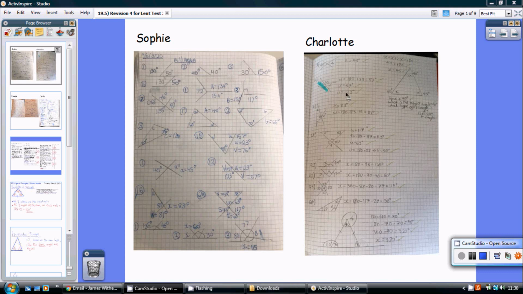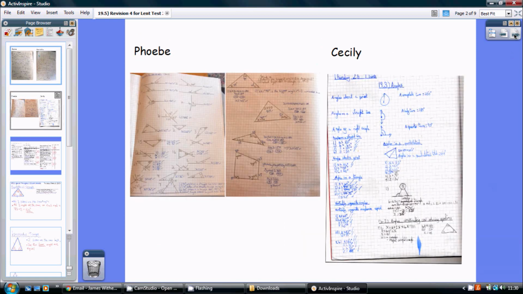So just to start with, I want to show you a few nice bits of work that have been sent in. Here's a lovely couple of bits on the angles that were done by Sophie and Charlotte. All very neat, all nicely ticked, so that was great. And here are a couple also on angles by Phoebe and Cecily. I think that's everybody who sent things in to me, but if I've missed you, I'm sorry. I did look back and I thought that was everybody. I looked on my emails and also on Show My Homework.